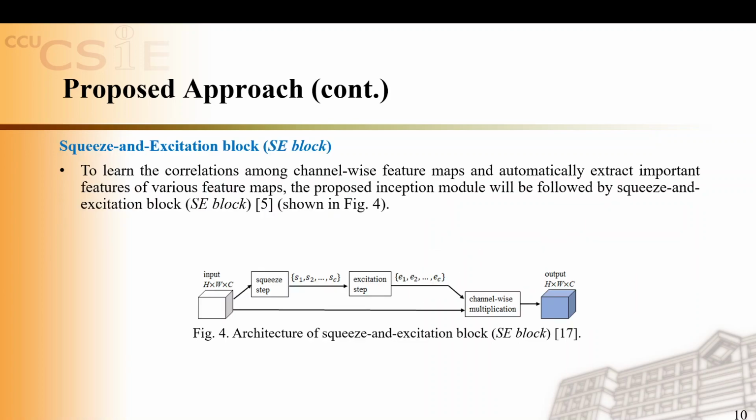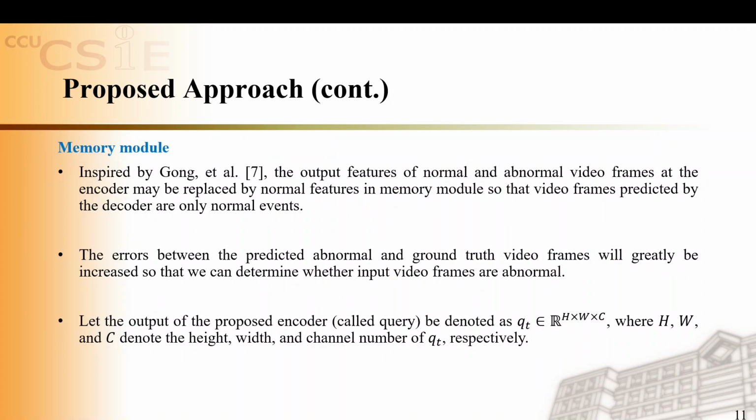To learn the correlation among channel-wise feature maps and automatically extract important features of different feature maps, the proposed inception module will be followed by a squeeze-and-excitation block shown in Figure 4. The output feature of normal and abnormal frames at the encoder may be replaced by normal features in the memory module, so that the video frames predicted by the decoder are only normal events. The error between the predicted abnormal frames and the ground truth video frames will be greatly increased, so that we can determine whether input video frames are abnormal.